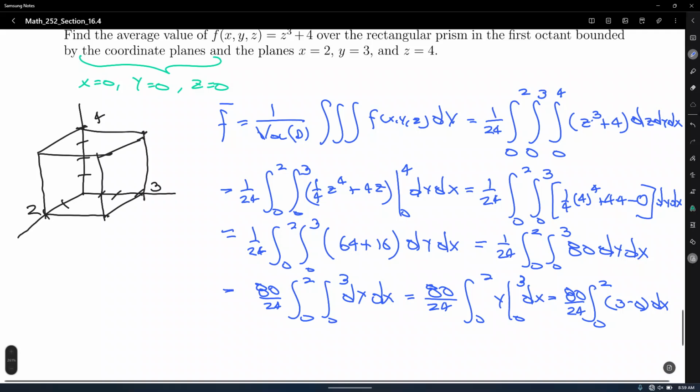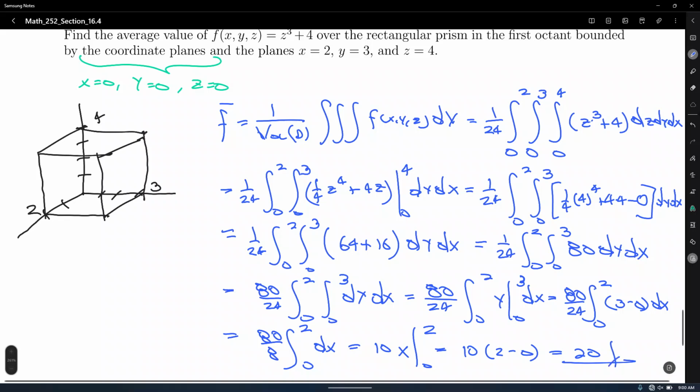I can divide out the 3 divided by 24, is that 8? That is 80 over 8, integral from 0 to 2 dx, which is 10 x from 0 to 2. That is 10 times 2 minus 0, which is 20 units. All right, 20 units.